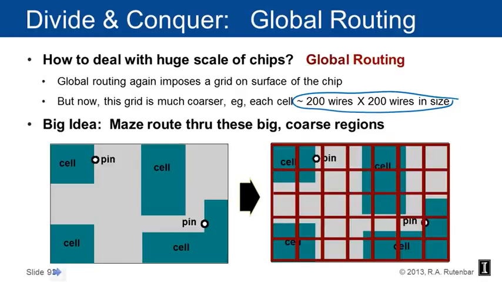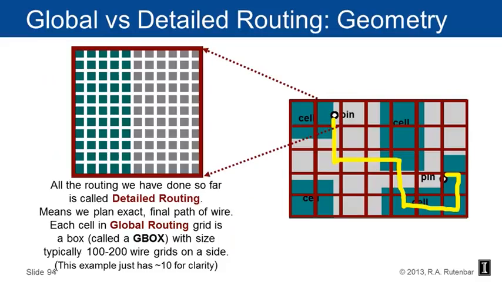And the big idea is that you run the maze router on your wire just through these great big coarse regions. So I've got a little yellow wire here going from a pin in the upper left to a pin in the lower right. Now, why am I doing this? So here's the basic idea. I'm going to chop the chip up into these coarse regions. Later on in the flow, I'm going to use a real router to put the real wires in.